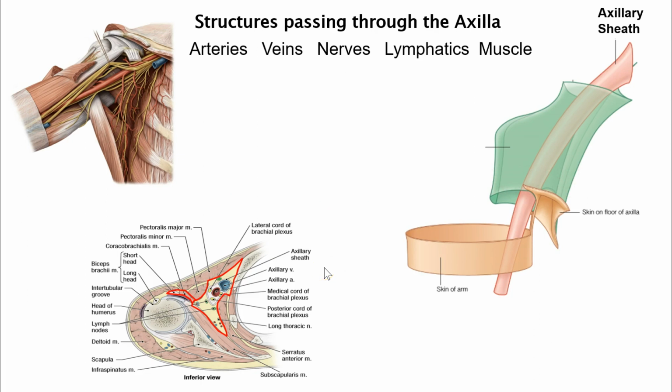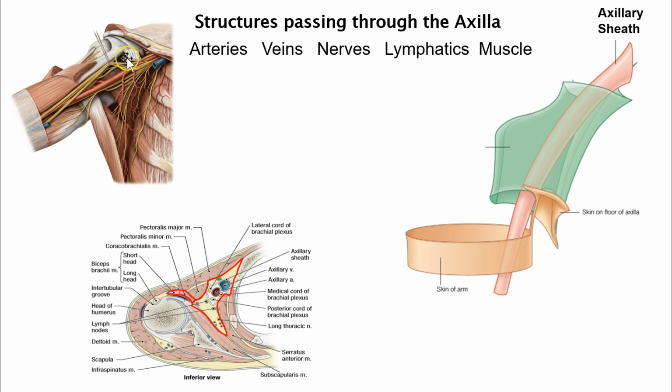So now that we've defined the axilla, we should probably take a look to see what courses through the axilla, because that's really the important part. Here we can see a general outline of the axilla formed by the artist by pulling out the pec minor muscle and the pec major muscle.